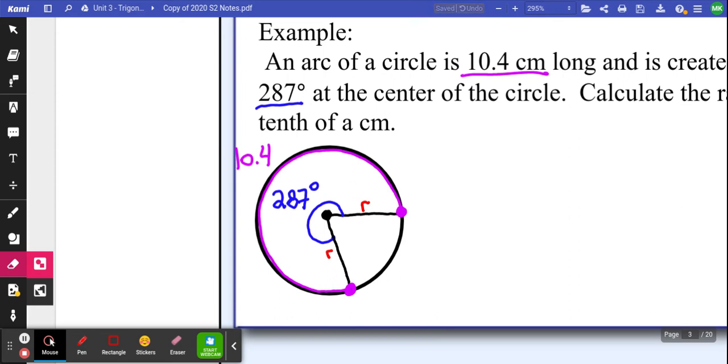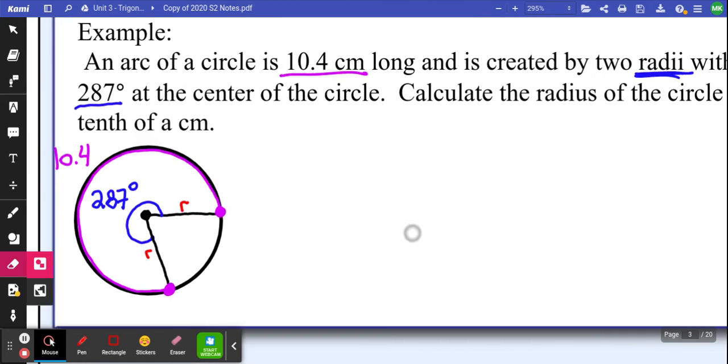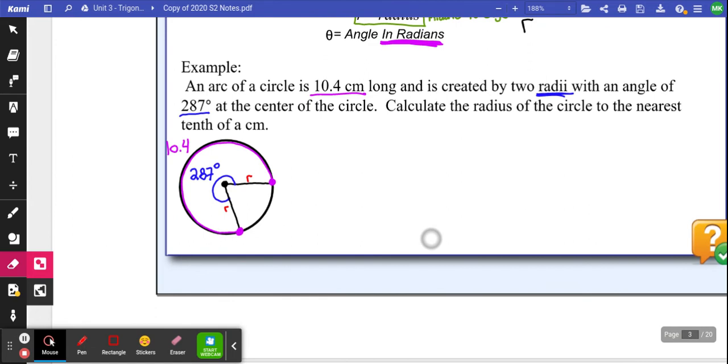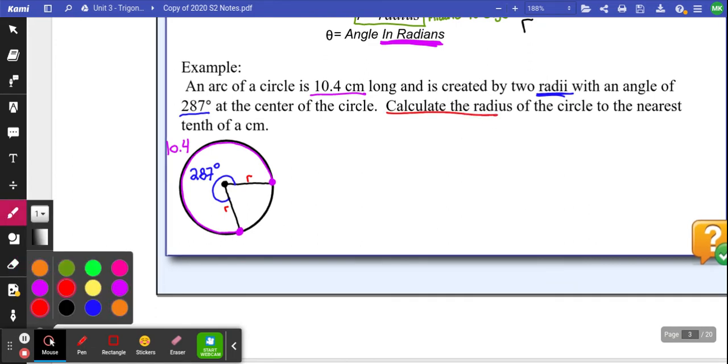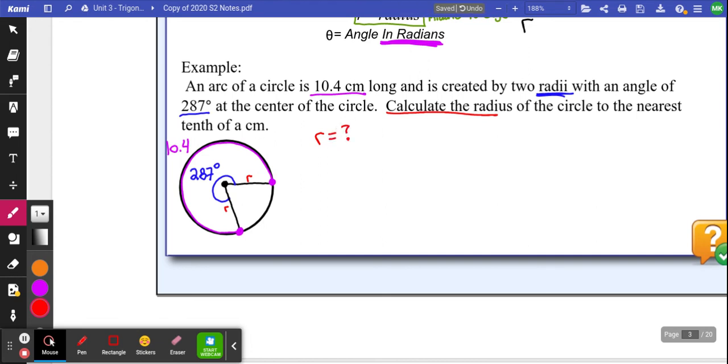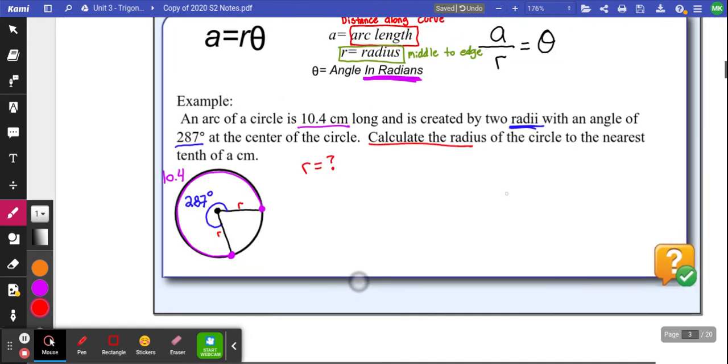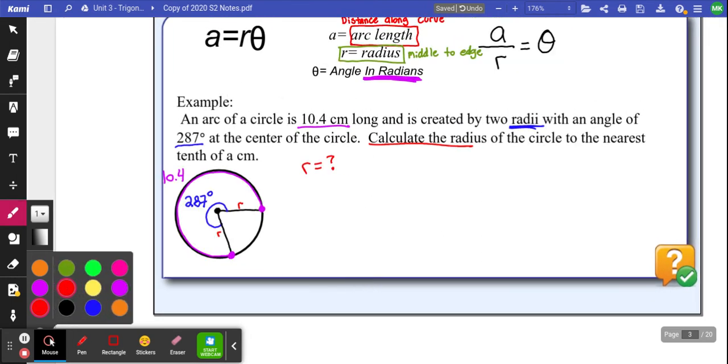Are we okay with my diagram? Feeling good? All right, calculate the radius of the circle. So you're trying to solve for R. Perfect. We know the formula A equals R theta.